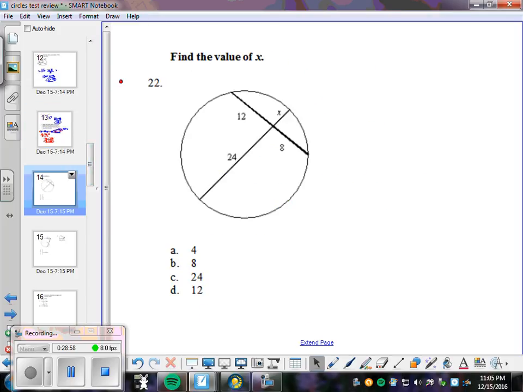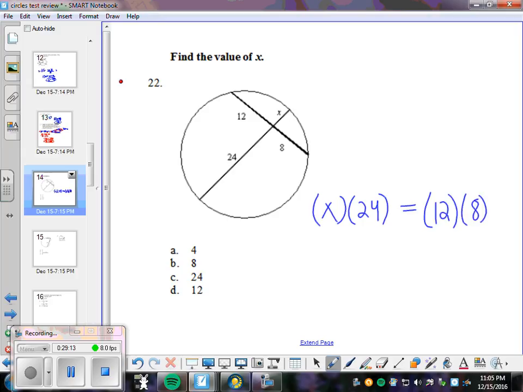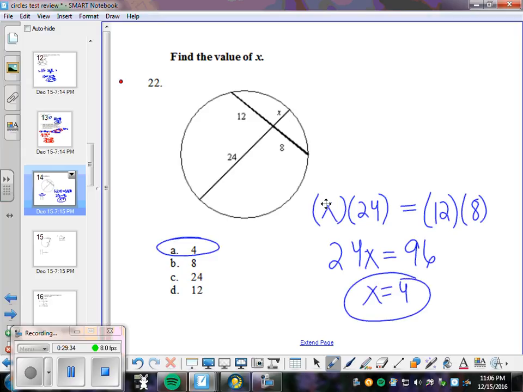22. All right, we're finding the lengths of the segments. So you multiply x times 24 and set it equal to 12 times 8. So you're doing that, 24x equals 96. 96 divided by 24 is 4. A. Okay, that's number 22.